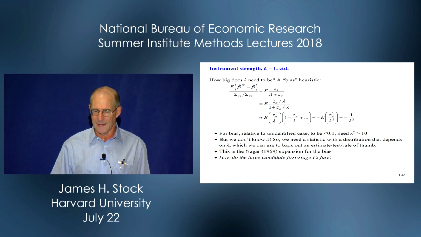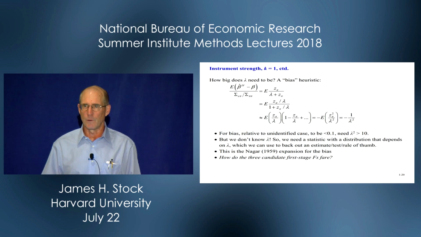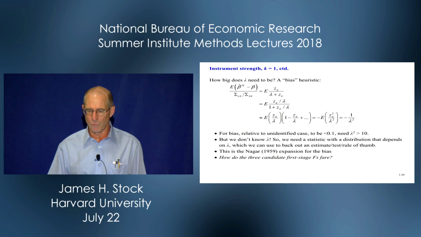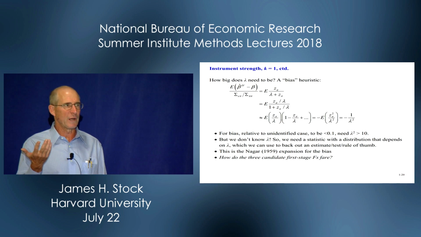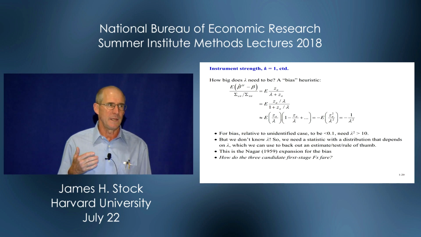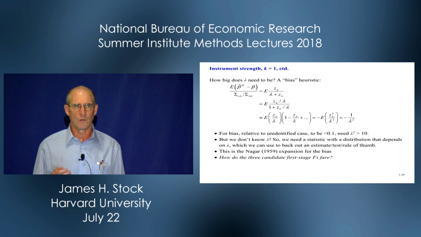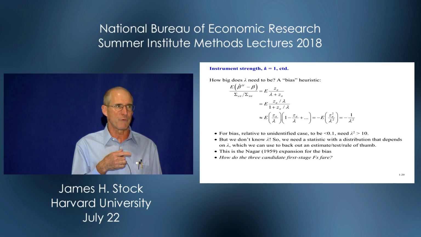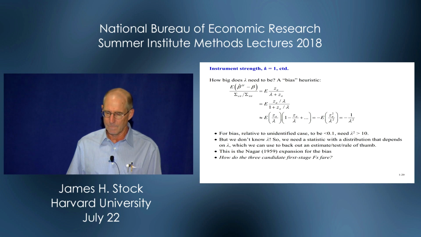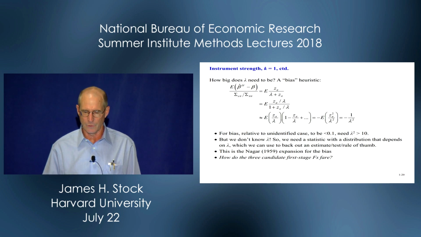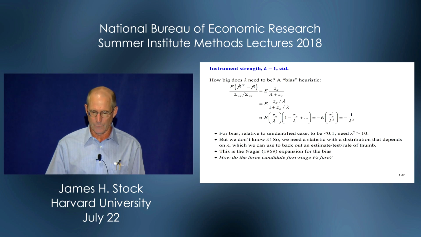And then actually the only randomness appears in the numerator, but it's a standard normal. So the standard normal, squared, has a mean of 1. And so this term is minus 1 over lambda squared. Suppose that I want the Nagar bias to be no more than 10%. That says you need lambda squared to be 10. Lambda squared is the non-centrality parameter of the first stage F statistic. So that's an idea of where 10 comes from. That's a way you could think about the number 10. There are better ways, but that's a way to think about it.